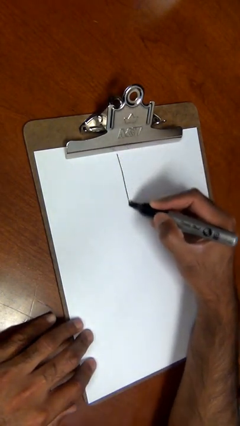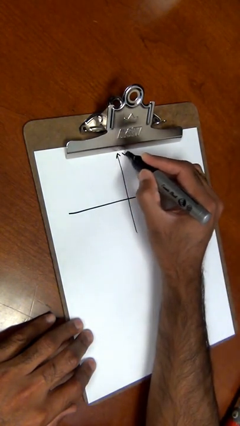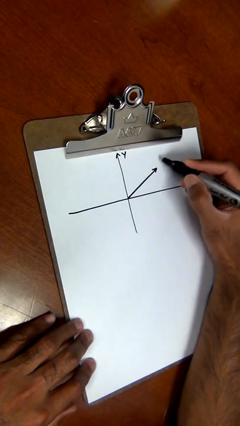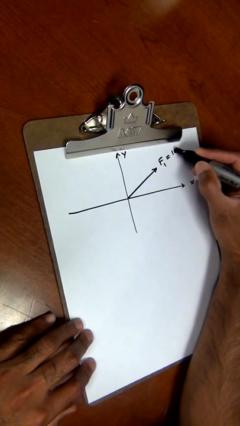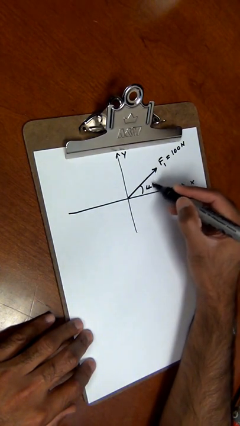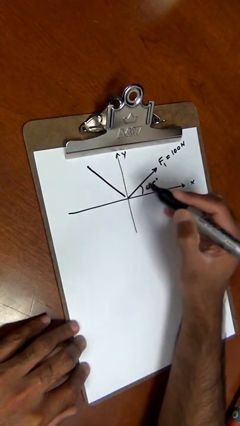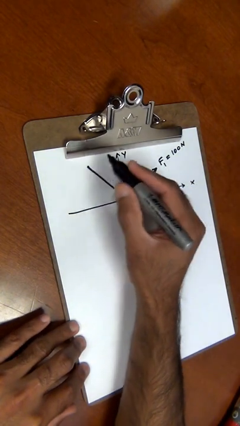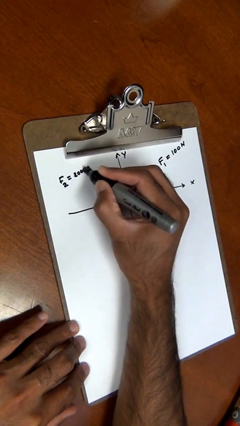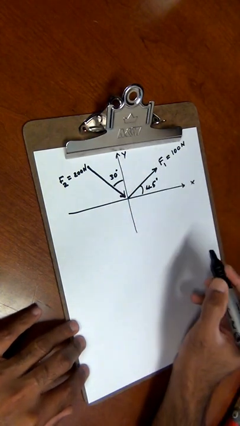Okay, so here is the problem. I have the y-axis and the x-axis as drawn. They are orthogonal to each other. Then I have a force whose magnitude is given to us as 100 newtons. This we are going to call F1. And this makes an angle of 45 degrees with the x-axis. I have a force F2 whose magnitude is given to us as 200 newtons, and this makes an angle of 30 degrees with the y-axis here.